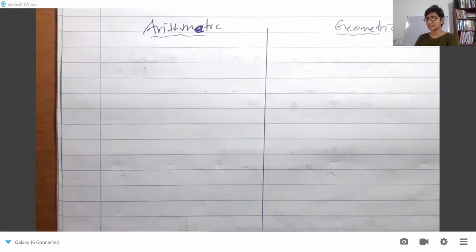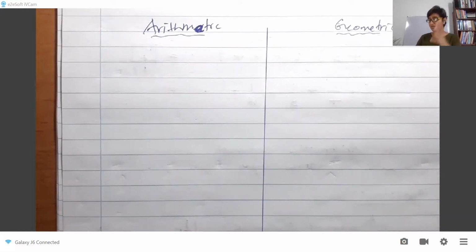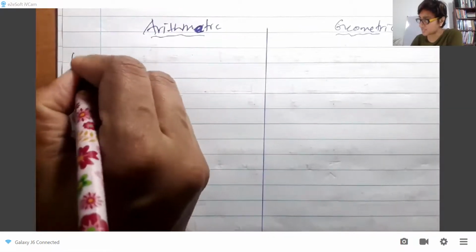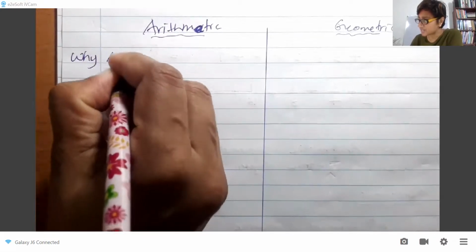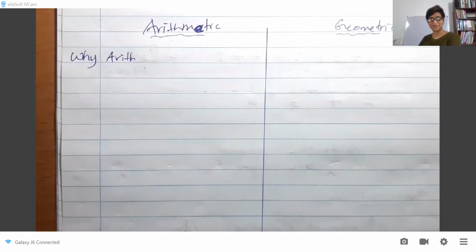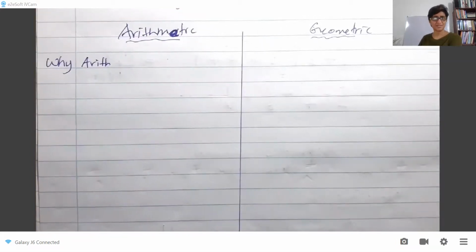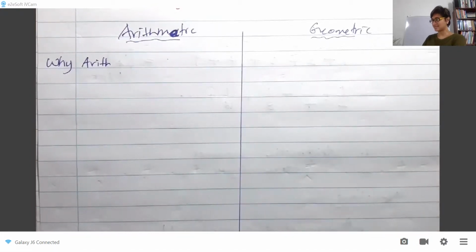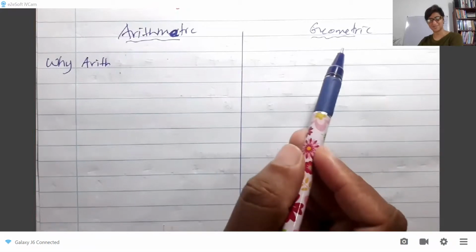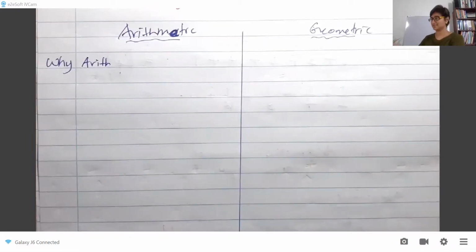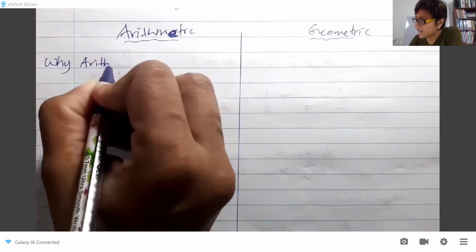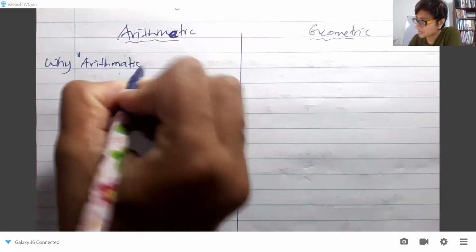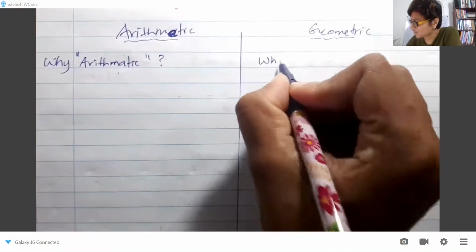Under arithmetic, this will be your third little topic under the arithmetic column. Let's put a little topic: why arithmetic? I'm trying to tell you where this name came from. Did you ever wonder about arithmetic and geometry? I mean, why would you call that geometric? Does it have anything to do with geometry? Did you ever think of that? So let's write a little topic. Why arithmetic? I'm talking about the name. Why are they called arithmetic? And here, why are these called geometric?